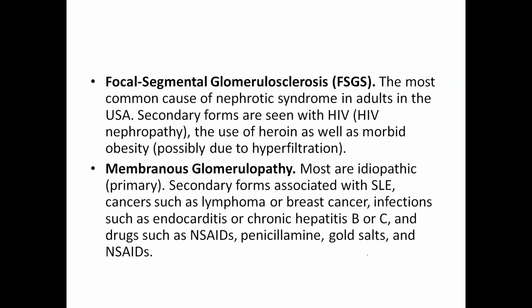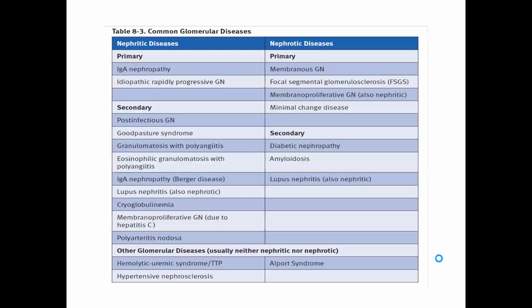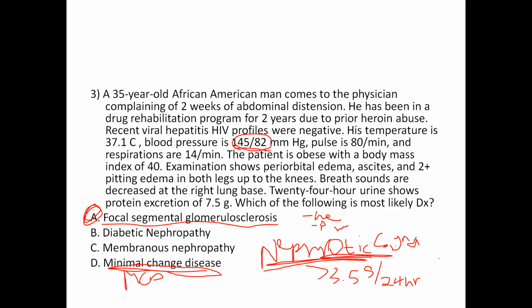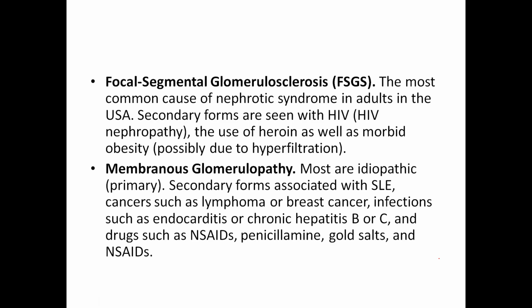Membranous glomerulopathy: most are idiopathic or primary. Secondary forms are associated with SLE, cancers such as lymphoma and breast cancer, infections such as endocarditis or chronic hepatitis B or C, and drugs like NSAIDs, penicillamine, and gold salts. So in our choices, there is no risk factor like SLE or malignancy in order to choose C. So the answer is A.